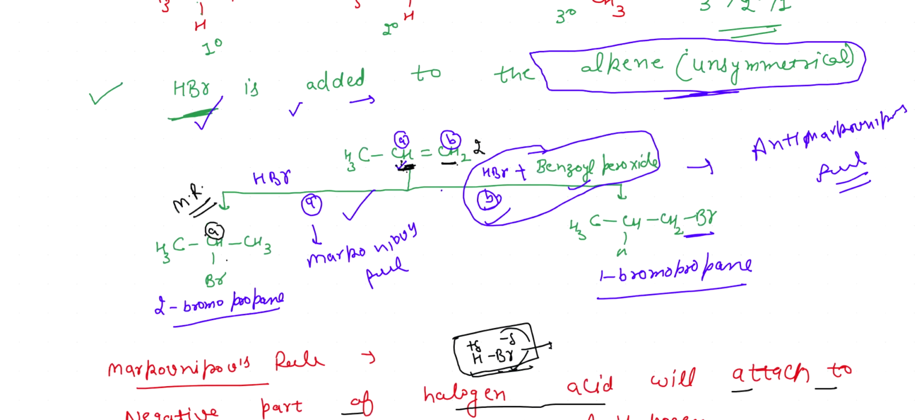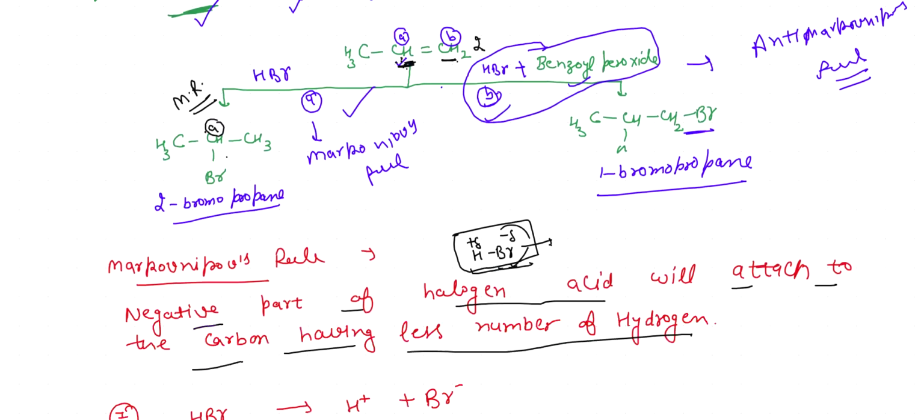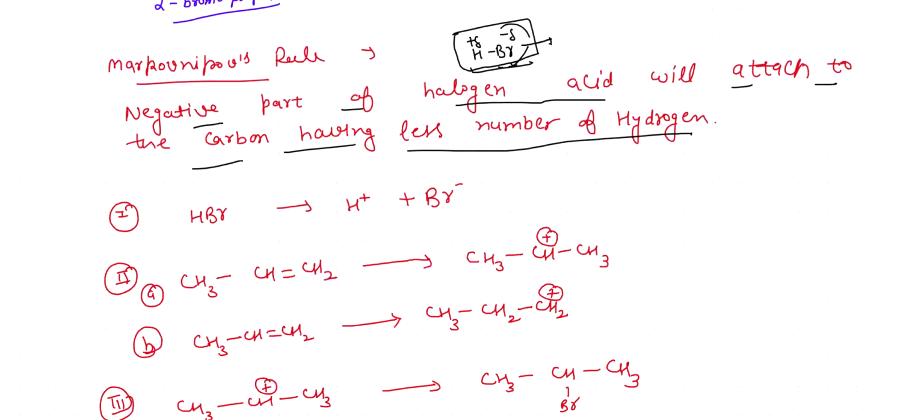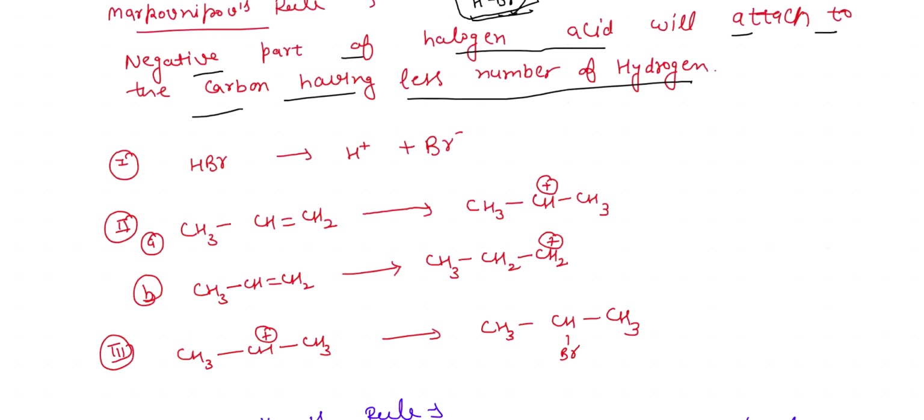Why is Markovnikov's rule applied in this way? Why is the negative part attached to the carbon having fewer hydrogens? Coming to the mechanism part, the first step is the dissociation of HBr. The HBr is dissociated into two parts: H positive and Br negative. In the second step, I have shown two possibilities and represented them as A and B.